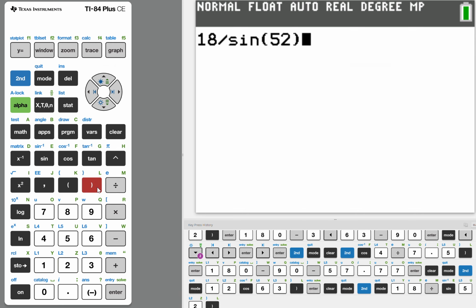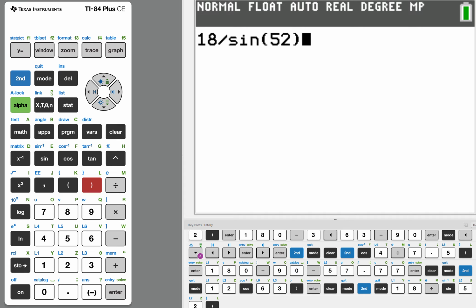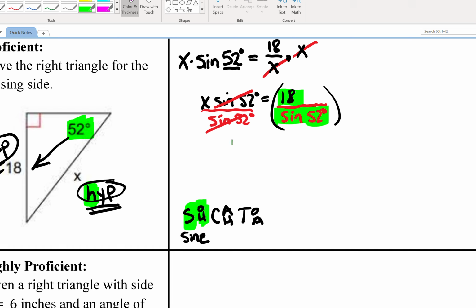I'm going to check again, just make sure here. Yep, 52 degrees, the sine of 52, 18 divided by the sine of 52. So look here, 18 divided by the sine of 52. And I hit enter. This is going to give me that X value, which is 22.84. Because they've asked us to round to the hundredths place, the 4 is in the hundredths place. This is 84 hundredths. And the one next to it is a 2, so that rounds down to 4, so it's 22.84.